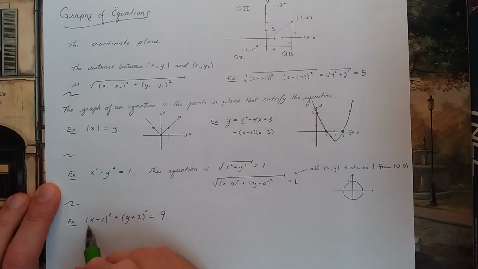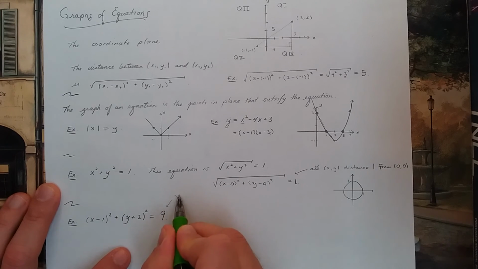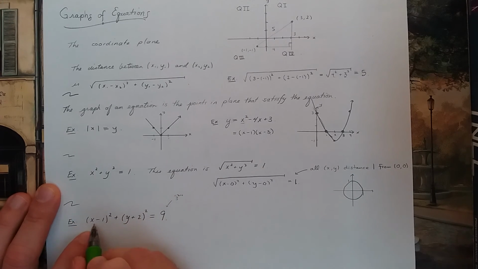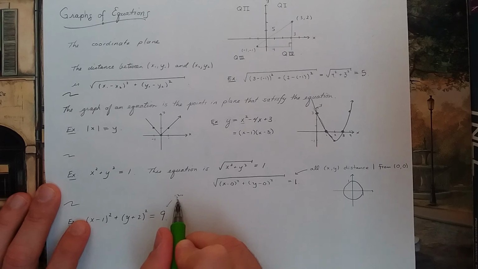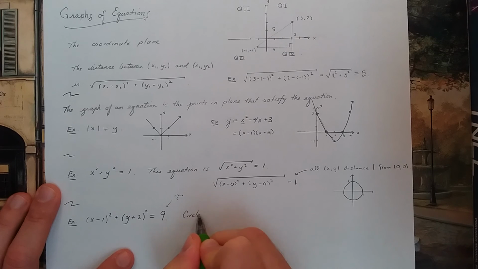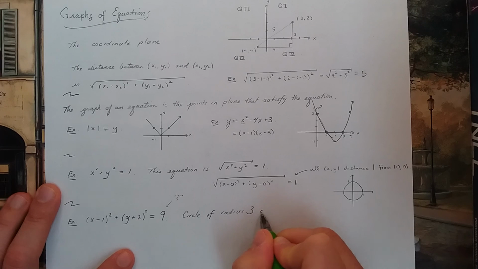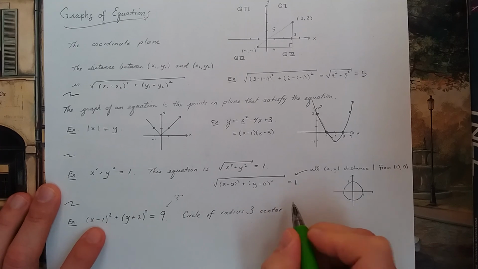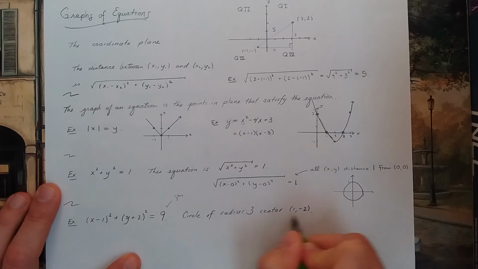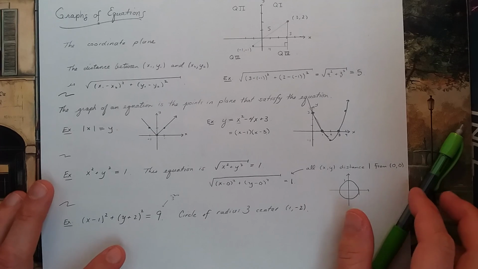I could do the same trick. I could take the square root on both sides. If I did that, this would become 3. So 9 is 3 squared. And on this side, I would see that I'm thinking about the points x, y that are a distance 3 away from the point 1, negative 2. So this is a circle of radius 3 centered at 1, negative 2. So you could try to draw a circle with these properties. Okay, so there's a very quick introduction to graphs of equations.